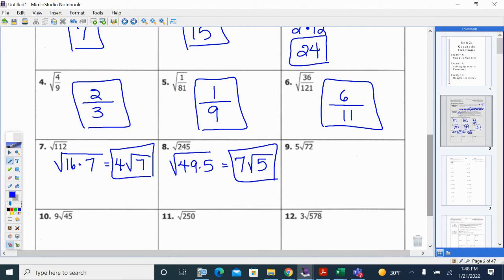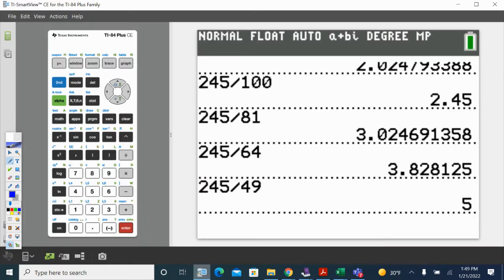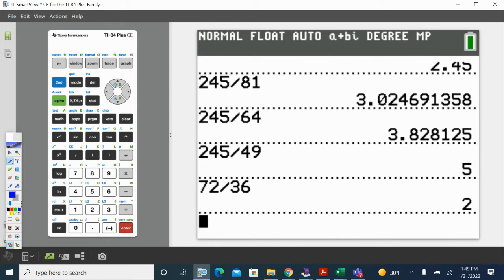And the next one that I want to look at, again, just doing it by hand, is number 9. We've got 5 times the square root of 72. So the 5, leave the 5 alone for just a second. The square root of 72, we've got to figure out what that's going to break down into. So if I take 72 and I start dividing, let's divide by 36. Aha, 36 times 2.